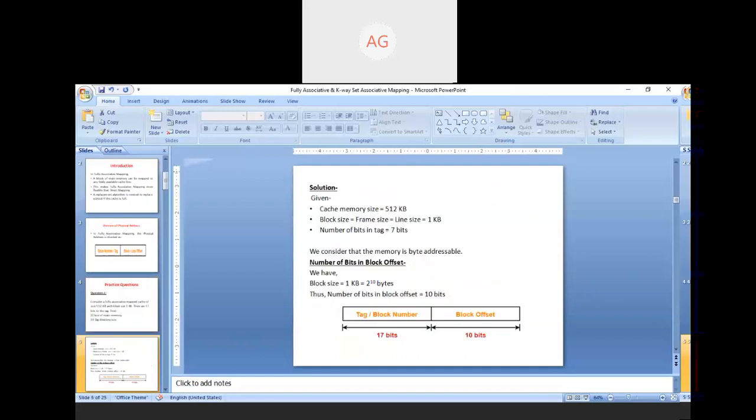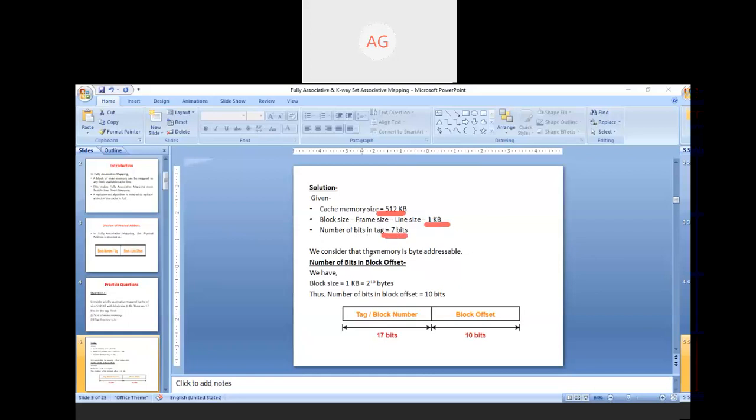Here we need to first write what are the things which are given to us in the question. So cache memory size is given to us, which is 512 KB. Block size, which is equal to frame size, which is equal to line size, is given to us, which is 1 KB, and the number of bits in tag is given to us, which is 17 bits.